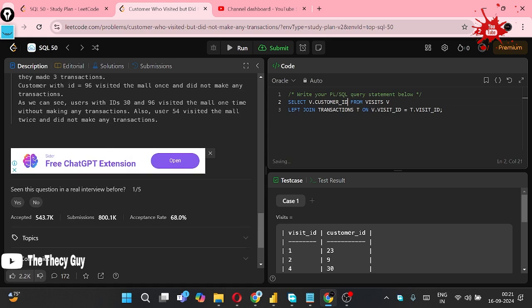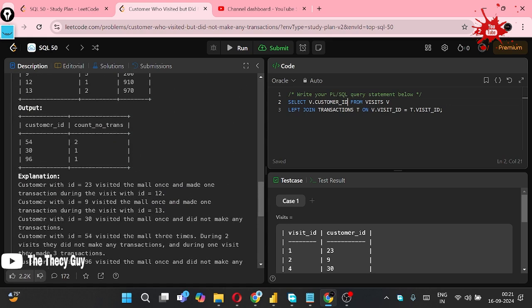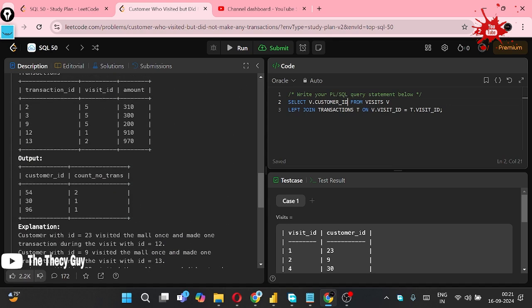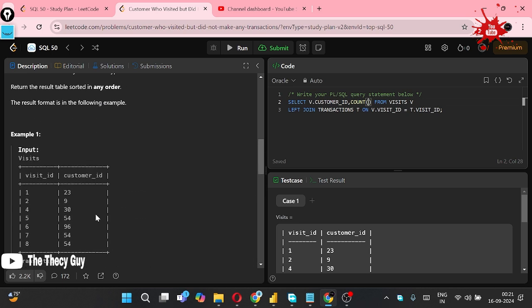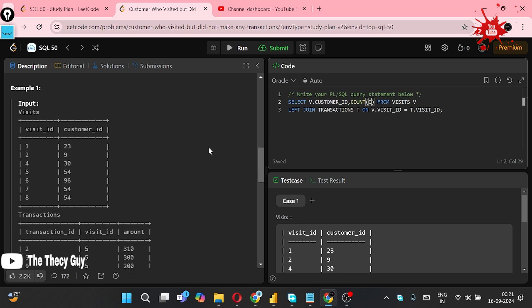Now what is this count? This is the count of customers, or the number of transactions, we can say. So come here, count of, what you need to write here is transaction, but a transaction is made by whom? The IDs, that means customer ID. So come here and write v dot customer_id.